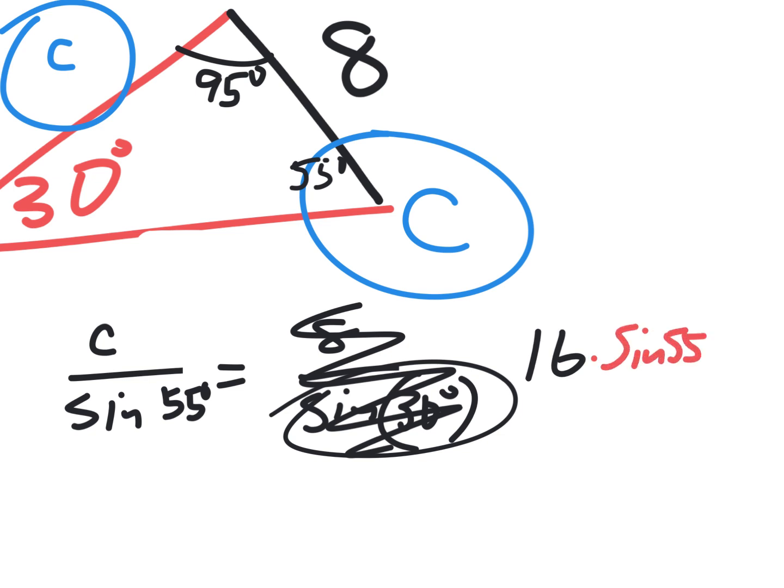And I'll just go over to my calculator here. 16 times sine of 55. As long as I'm not in radians or something. Oh my gosh, I'm in radians. Yep. Because I got a weird answer, I knew that I was in radians. I'll come back out and type in the same exact thing again. 16 times sine of 55. And this time, 13.1. Raise your hand if you had 13.1.